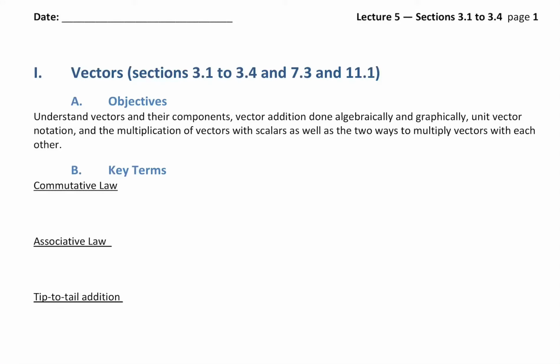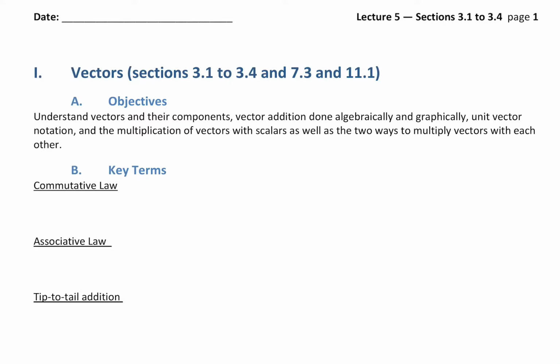Hello, and welcome to Lecture 5, where we're going to discuss vectors. This is going to be our big introduction to vectors, a lot of upfront information that we're going to put to use throughout the semester. The most immediate information is going to be the material included in sections 3.1 to 3.4.